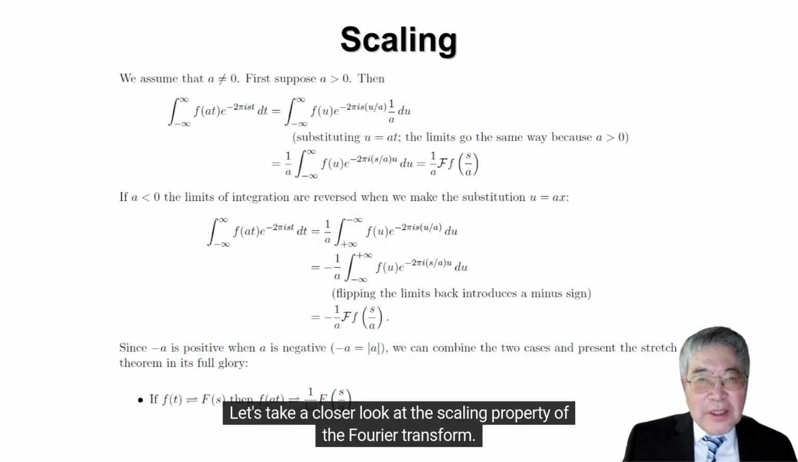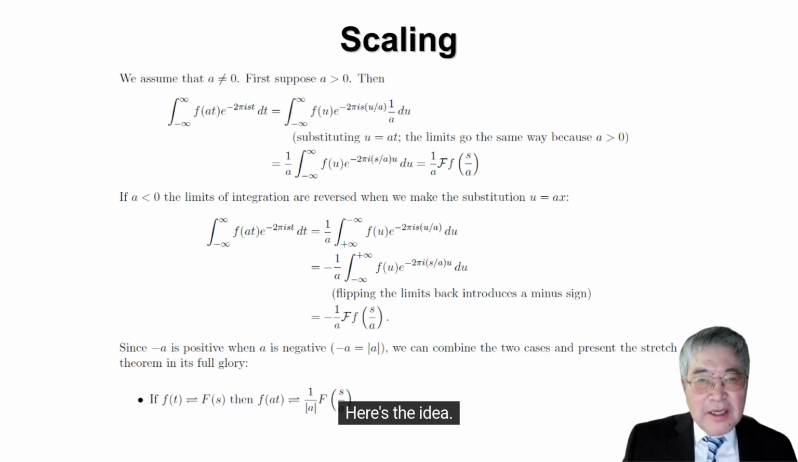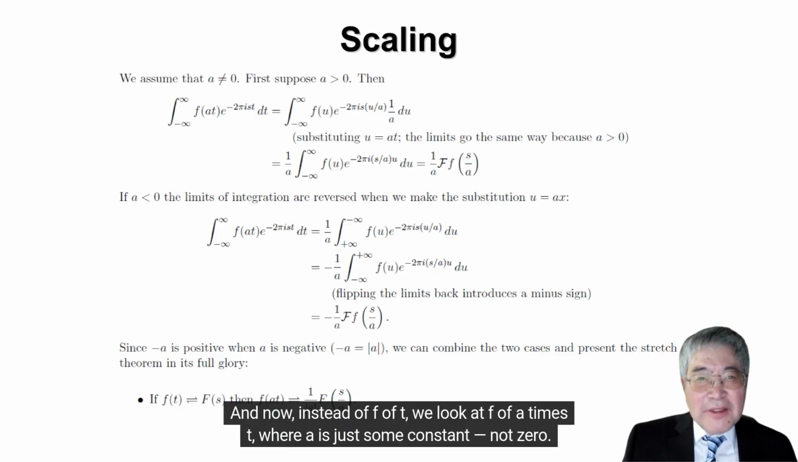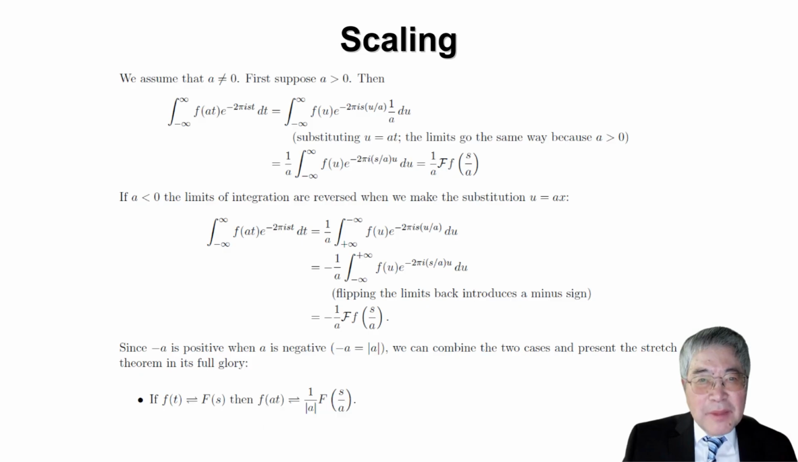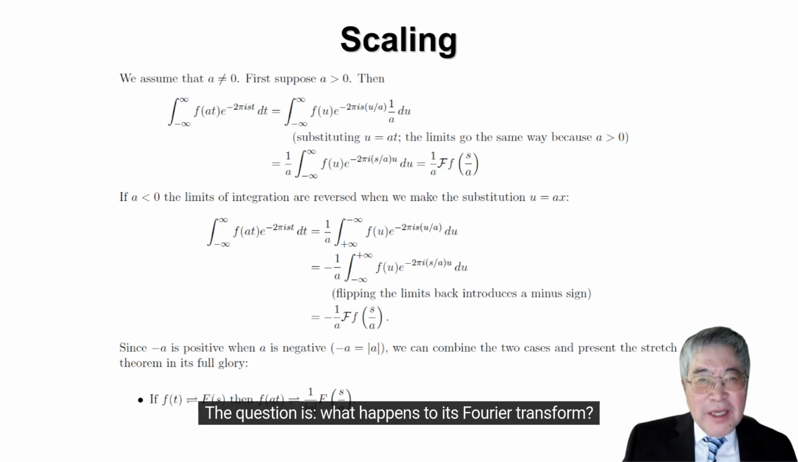Let's take a closer look at the scaling property of the Fourier transform. Here's the idea. Suppose we have a function f of t, and now instead of f of t, we look at f of a times t, where a is just some constant, not zero. We're changing the time scale. The question is, what happens to its Fourier transform?